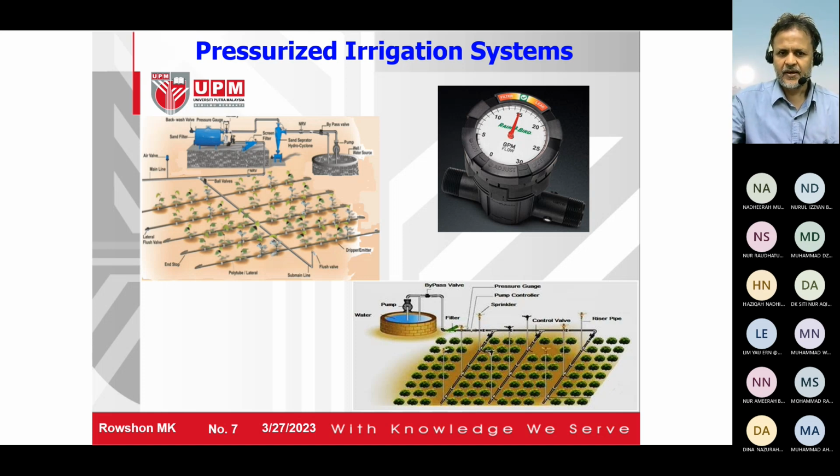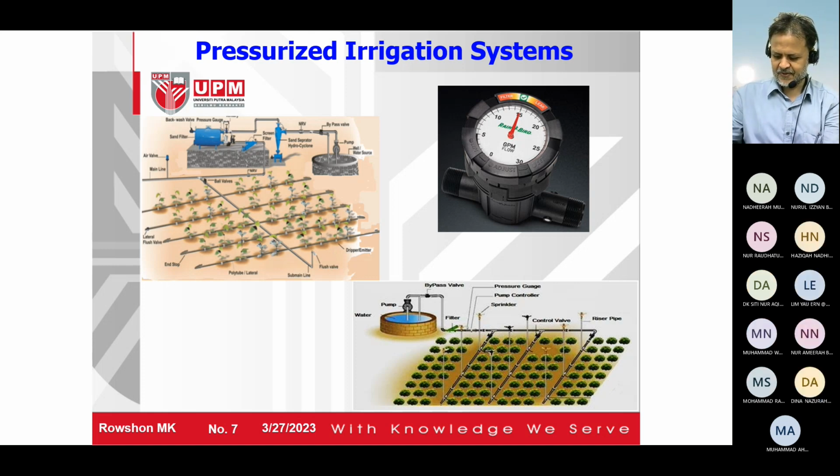This is the same, but in sprinkler irrigation you don't have this. Anyone, do you have any idea why micro irrigation uses this filter and this injector? This is the injector, but usually sprinkler irrigation doesn't use it. Why? Do you have any reason? Anyone? Just guess. I will give the answer, but I just want to know whether you know or not. Can you guess or not?